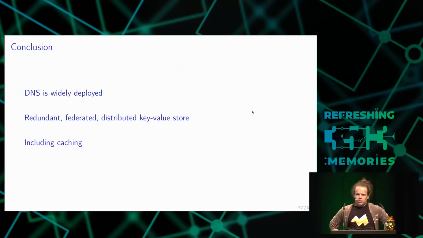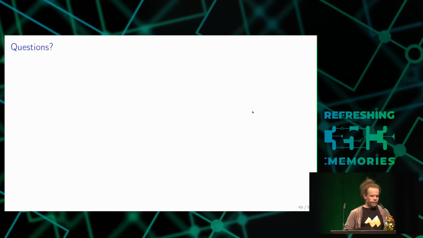So I'm now at the end of the talk to conclude. DNS is widely deployed. It has been around for 30 years. I believe it will be around for another at least 50 years. It's a redundant and federated distributed key value store. And it already includes in-protocol caching and dynamic updates and authentication. So it's a pretty complete protocol. That's it from me. Do you have any questions?